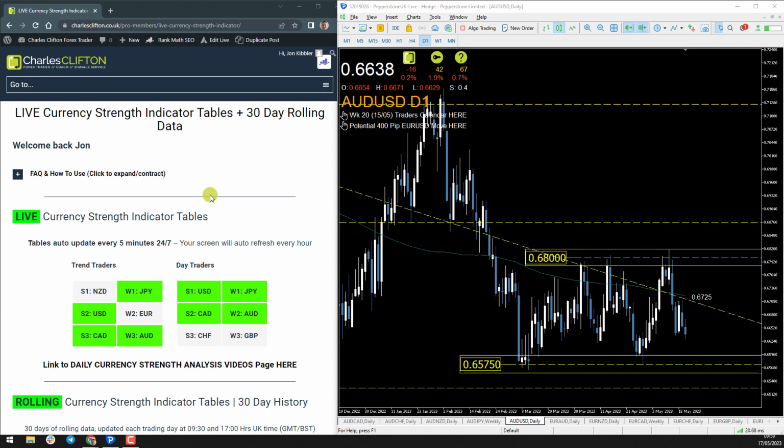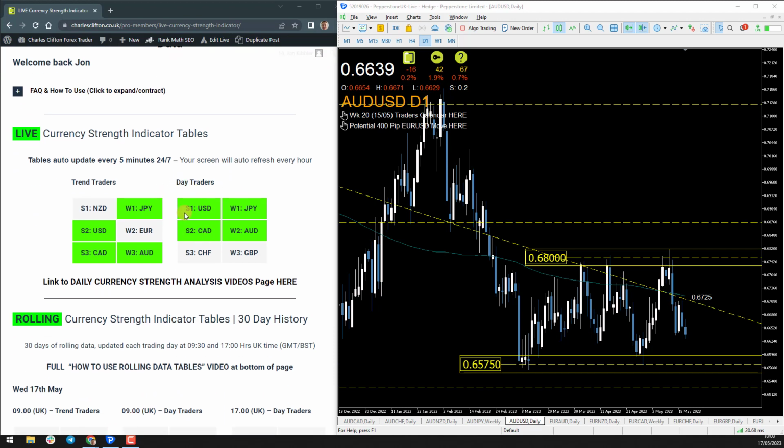Here you can see we have our live currency strength indicator tables in front of us, and today they are showing us that the US dollar is back on the tables. This is something that we discussed in yesterday's video, that we wanted to see the US dollar return back to the tables in order to look for some opportunities, and this has provided us with potential opportunities across a couple of different forex pairs today.